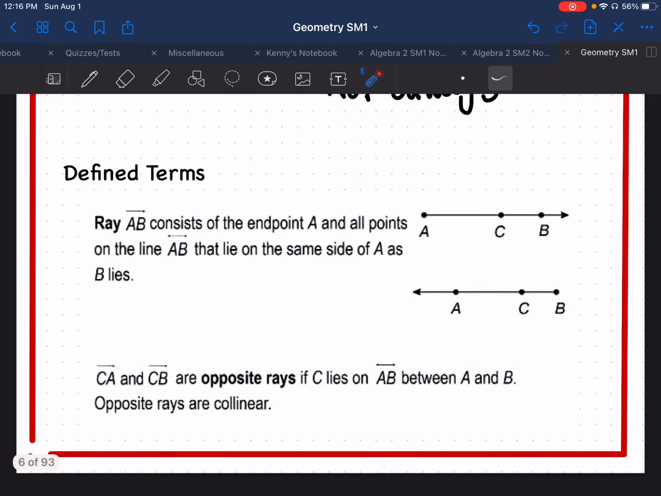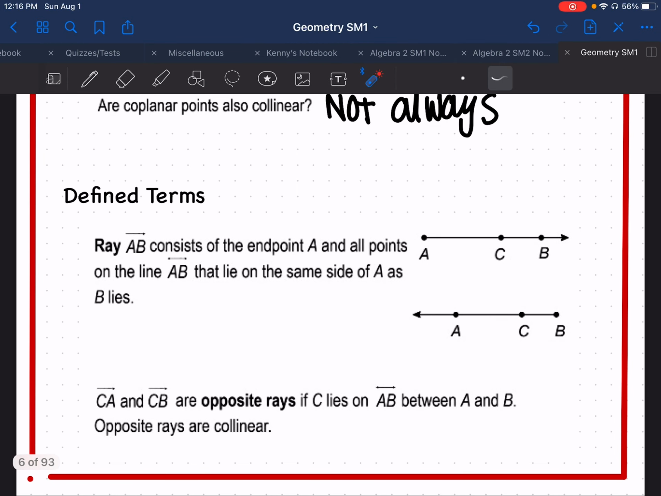All right. Some defined terms, and we kind of already talked about these in example 1. A ray, which is used by this symbol right here, AB, consists of an endpoint, which is A, and all the points on line AB that lie on the same side of A as B. So here would be B is my endpoint, and it's going this way.